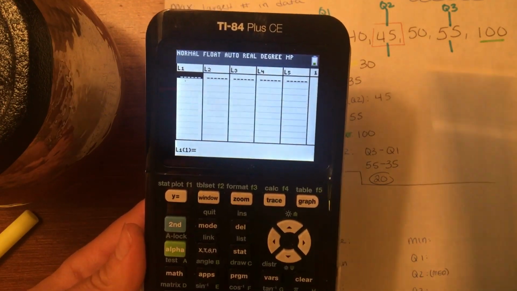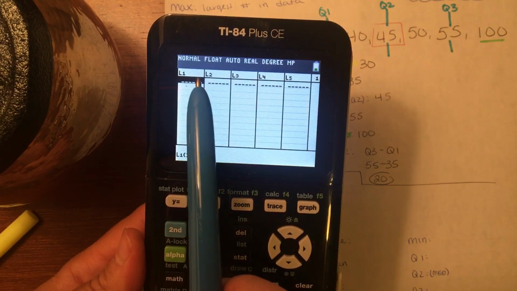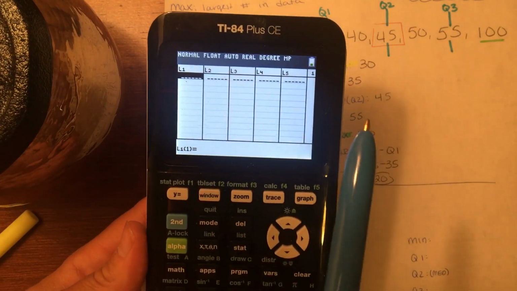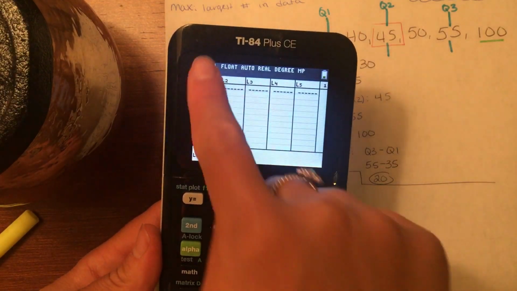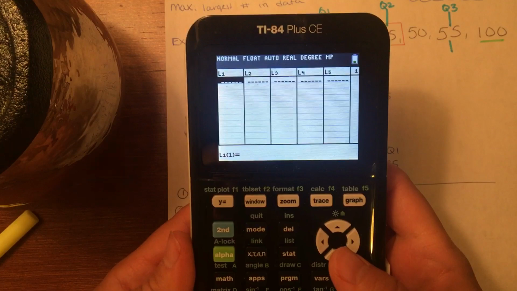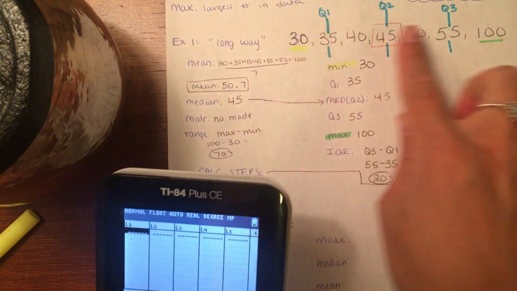In a rare case, you might not have an L1 and L2, or it might start with L3. In that case, send me an email if you're not seeing your L1 and L2, and I'll help you figure something out in the future. But just put your data in the first list here. These are called lists. So I have one list of data. Here it is right here. I'm going to plug that in to my L1.